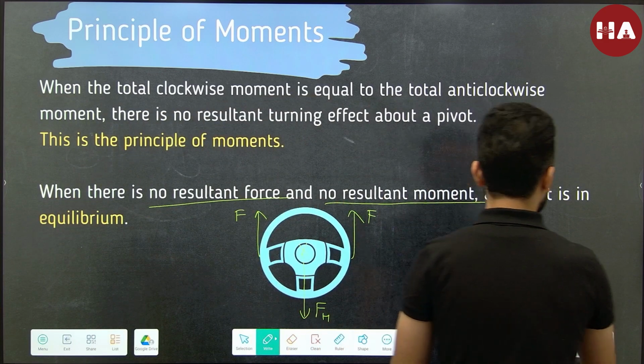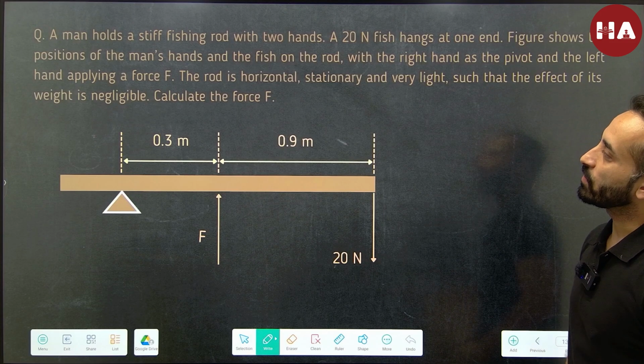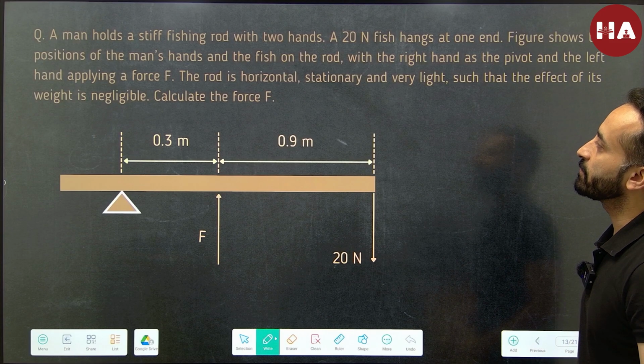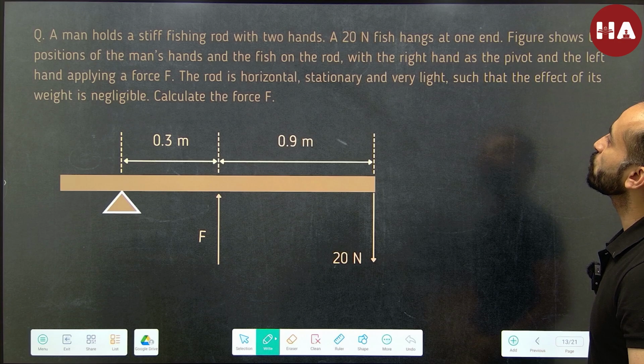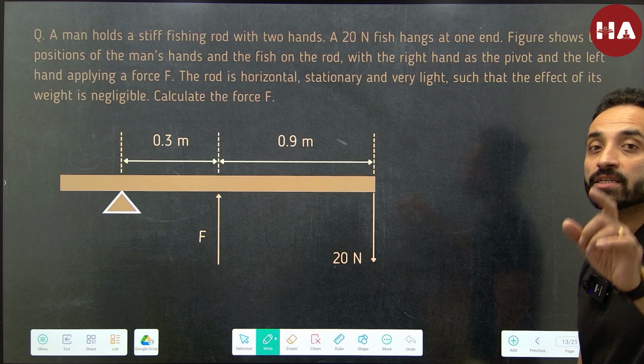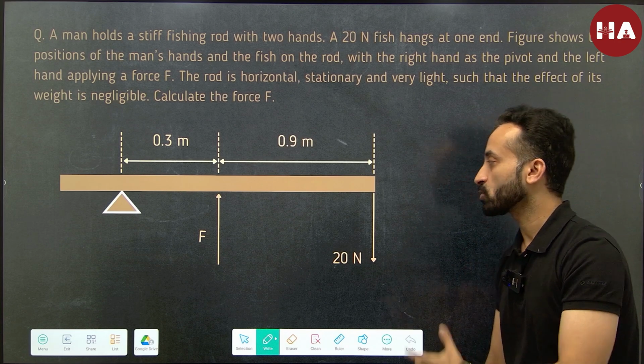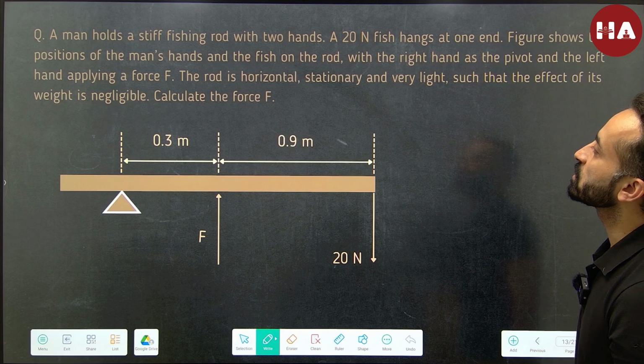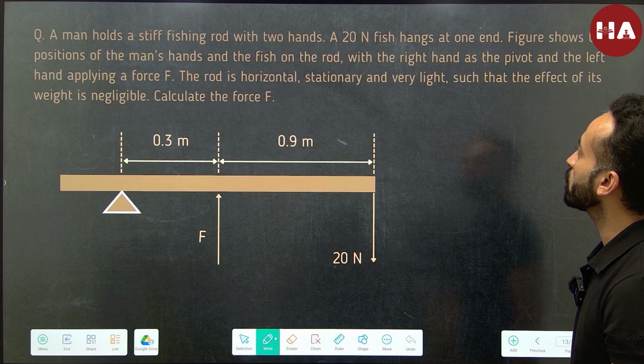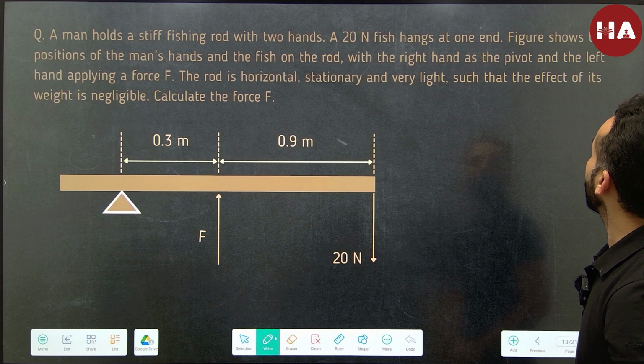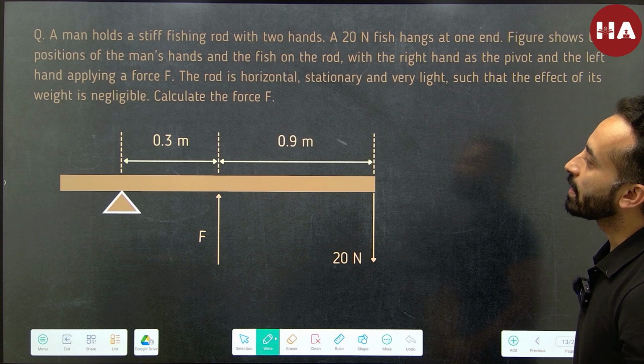Alright, next. So let's do a question very quickly. A man holds a stiff fishing rod with two hands. A 20 Newton fish hangs at one end. So 20 Newton fish, that means it's the weight, it's already the force. The figure shows the positions of the man's hand and the fish on the rod, with the right hand as the pivot and the left hand applying a force.